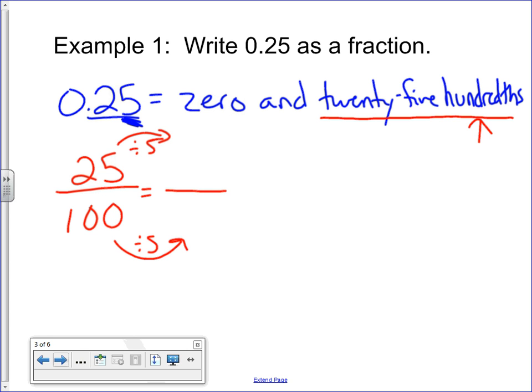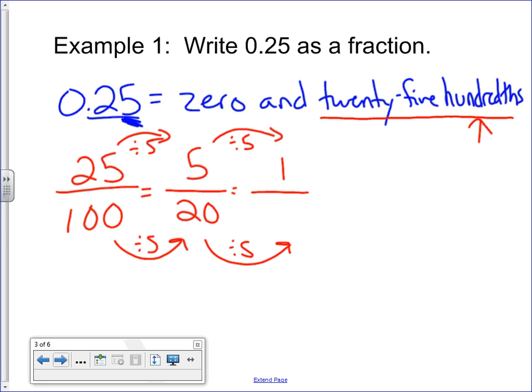And 25 divided by 5 is 5. 100 divided by 5 is 20. Again, I have a number that ends in 5 and a number that ends in 0, so I know I can divide by 5 again. Divide by 5 again. 5 divided by 5 is 1. 20 divided by 5 is 4.